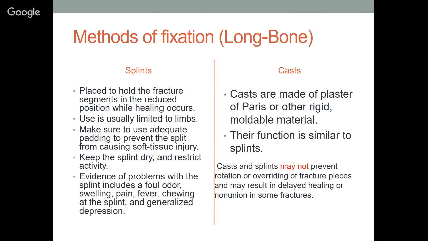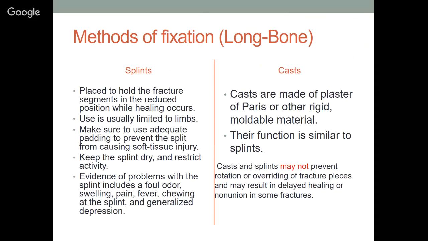We can use splints. These are placed to hold the fracture segments in the reduced position while healing occurs. Its use is usually limited to limbs, so distal limbs, below the elbow, below the knee. We want to make sure that we use adequate padding to prevent the splint from causing soft tissue injury. And we need to keep that splint and bandage dry and restrict activity. If we see foul odor, swelling around the splint, pain, fever, they're chewing on the splint, or they're generally depressed, that means that the splint, as it's put on right now, is not working appropriately.